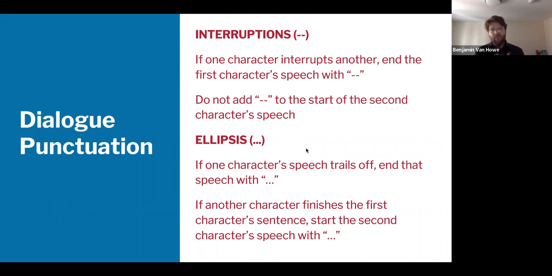This can convey some of the emotion, heighten emotion if people are interrupting each other a lot. But again, like parentheticals, you kind of want to use it sparingly. You don't want people interrupting each other too much because we want characters to finish their thoughts so we get what's going on in their head.